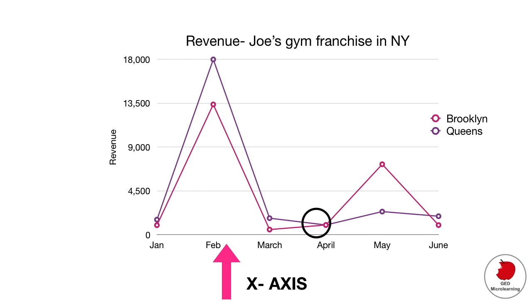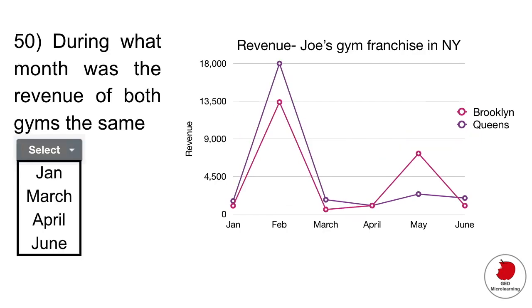And then there on the legend in the top right, it's telling you that the pink line is the gym in Brooklyn. The purple line represents the gym in Queens. And it's asking when these two gyms are getting the same revenue, which you can see there is in April. Okay, that's when the two lines intersect, which means that they're both making the same amount of money.